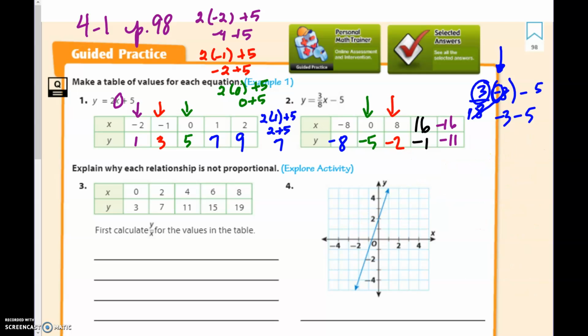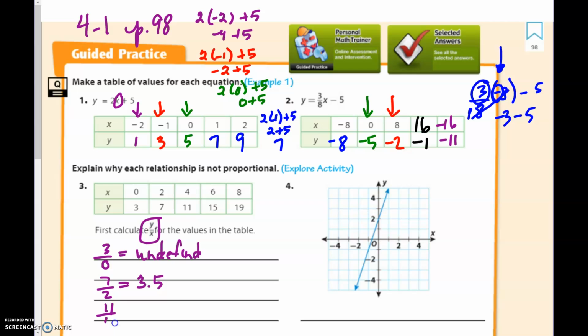All right, number three. So when we're solving number three, explain why each relationship is not proportional. So they're telling us that this is not proportional. So remember, we're doing y over x to see if something is proportional or not. So this would be 3 divided by 0, which is undefined. We can't do that. So this is undefined. And when we take 7 and divide by 2, we get 3.5.